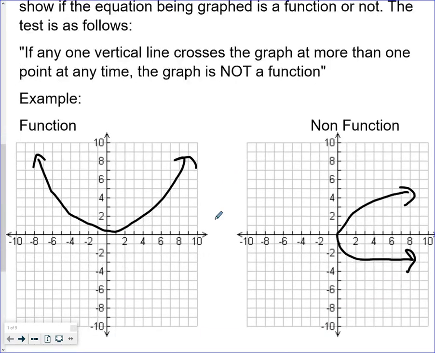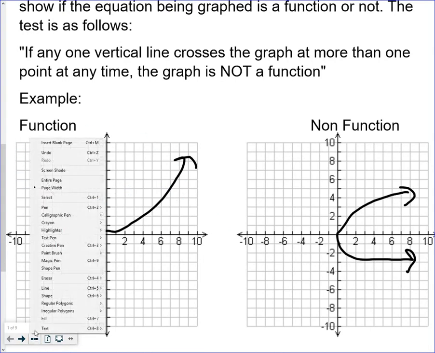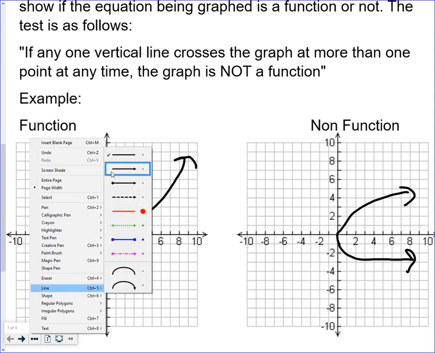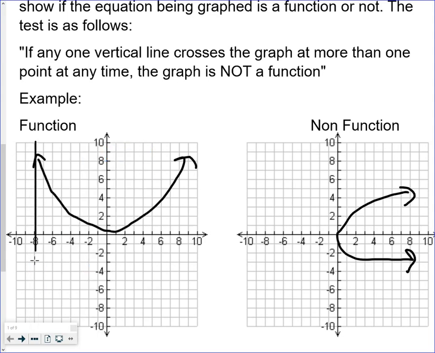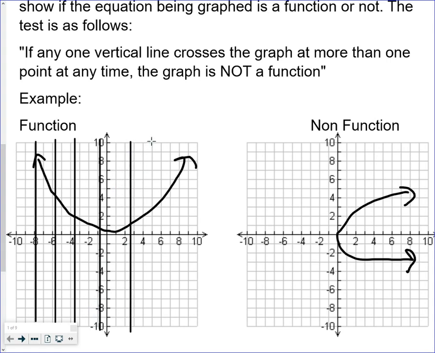Well, let's take a look at these two pictures here. This picture is a function because if I draw my vertical lines, let me get a line here so I don't have to draw these by hand, because that would be bad. If I draw a vertical line through the entire graph, they will not hit the graph more than once at any one time. So I hit it once here, once here, once here. Each vertical line is hitting the graph only once, and you can do that as many times as you want. You will never get one vertical line to hit this graph more than one time. So this is a function because it passes the vertical line test.